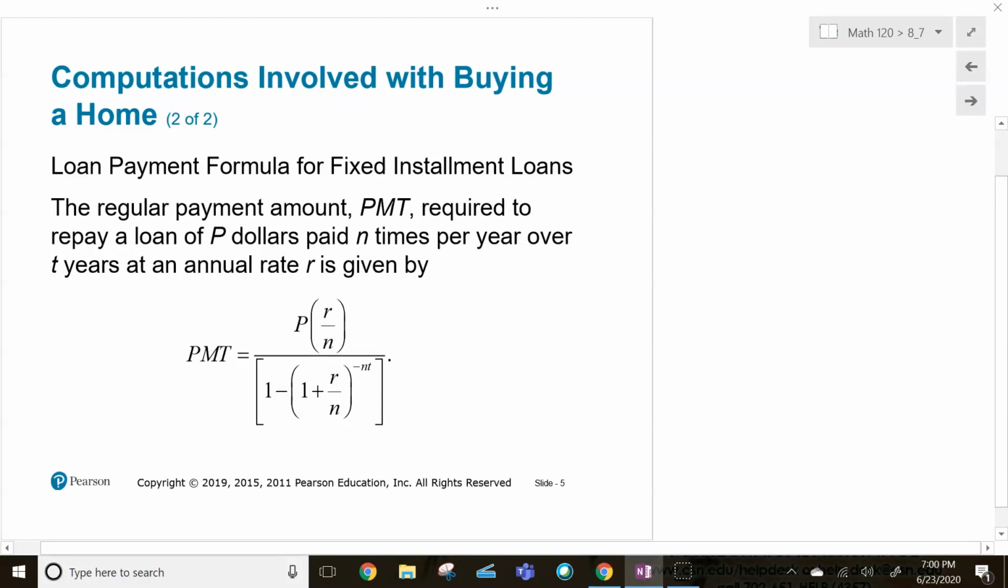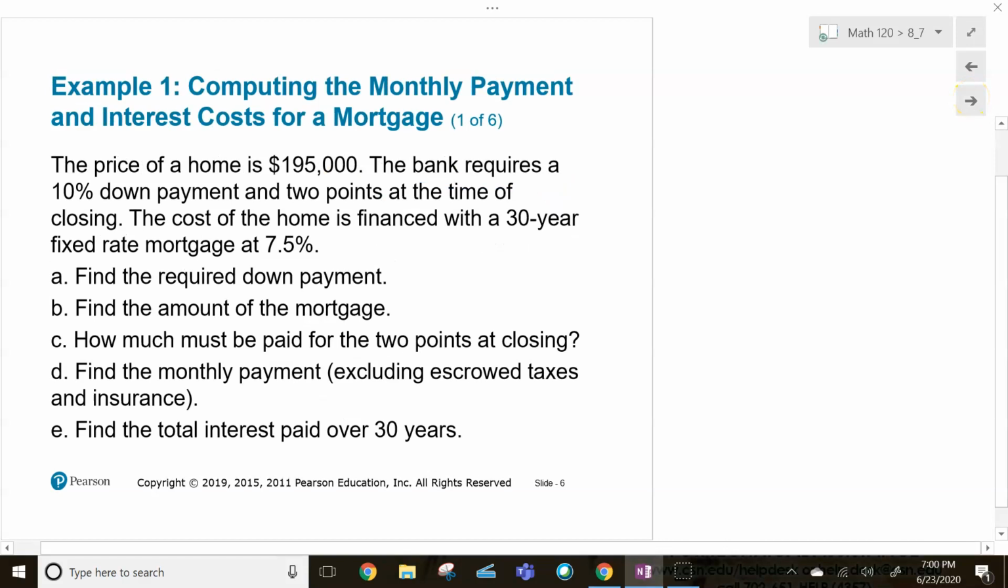Here's the equation for fixed installment loans, just like with the cars. We're going to use the financial calculators to simplify this. So the price of a home is $195,000. The bank requires a 10% down payment and 2 points at the time of closing. The cost of the home is financed with a 30-year fixed rate mortgage at 7.5%. Find the required down payment.